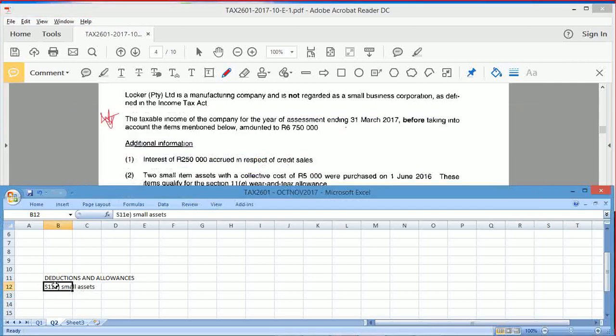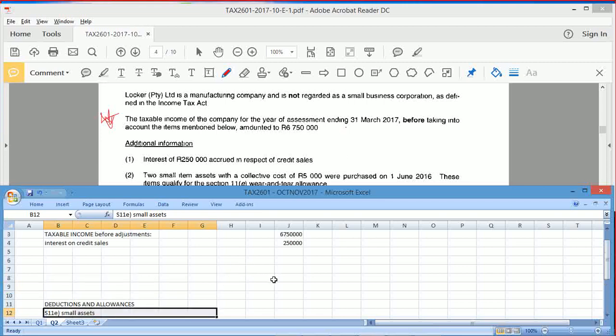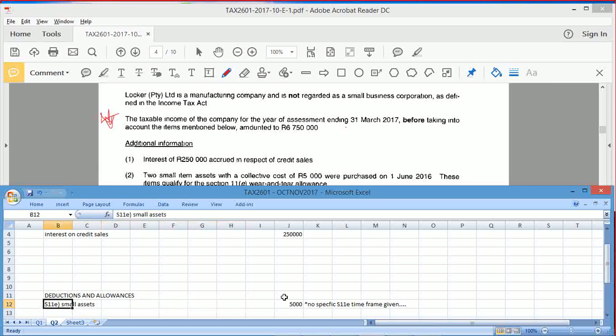Okay, but nevertheless, two small items. I'm going to assume two small items were written off. According to what time frame do you want? 3 years. Okay. Yes, sir. 5,000, asterisk: no specific section 11E time frame given. Hopefully they would have given a correction for that, and they would have been able to solve for it. I'm going to leave it as minus 5,000, if that's okay. Okay, yes, sir.